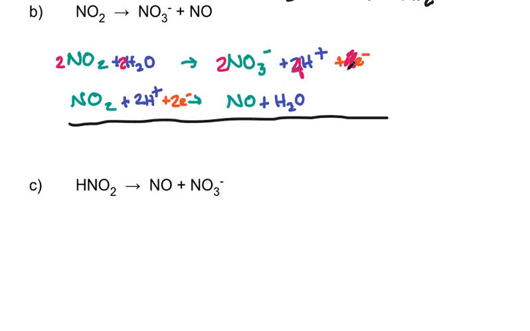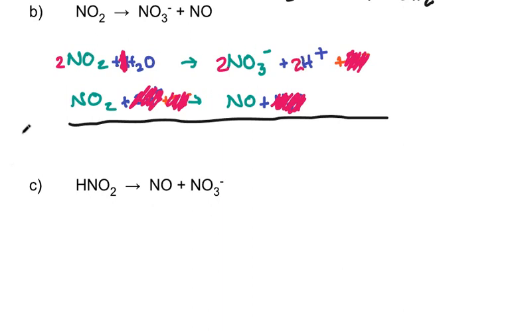Now we can cancel the electrons, and can we cancel anything else? We have 2 water on the left and 1 on the right. We can lose a water here and lose 1 water here, leaving us with 1. And for hydrogen, we have 2 on the left, 4 on the right. We can lose 2 of these, and I don't want this to get too scribbly. We'll lose 2 hydrogens there, leaving us with 2.